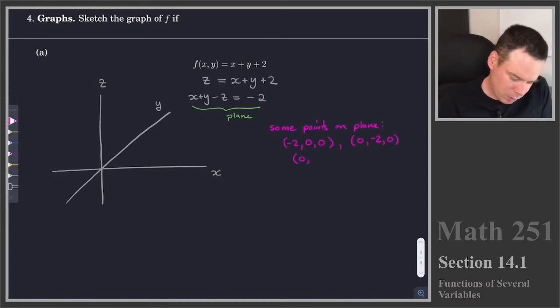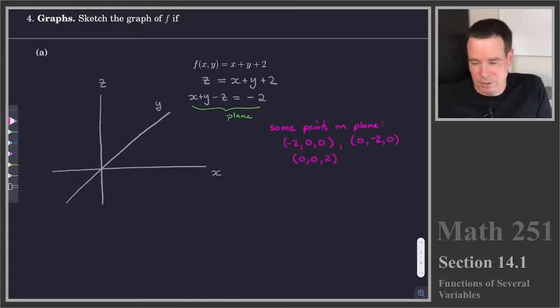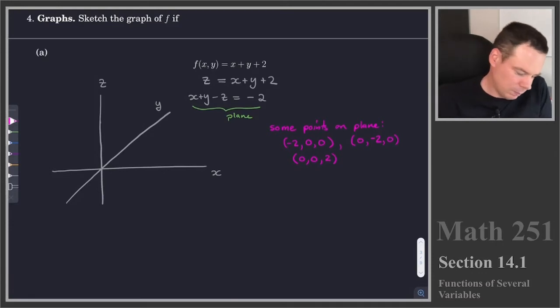And the last point I'm going to work out is where it hits the z-axis. So I'm going to take x to be 0, y to be 0, and therefore z is equal to 2, because we have -z equals -2, or z is equal to 2. So that gives us 3 points. Let's sketch them out here.